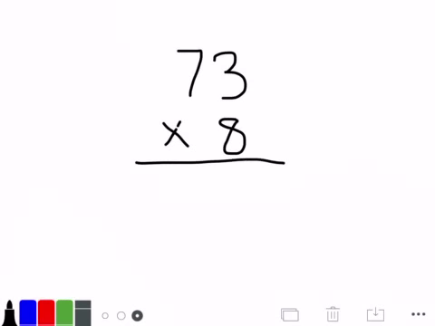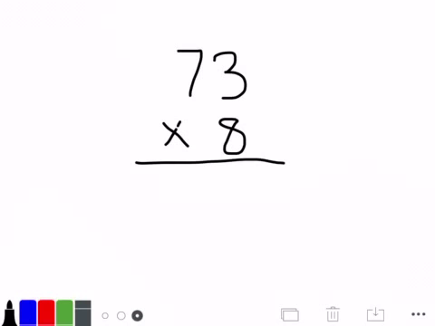Right, here's one for you. Once I get the problem up here, we'll do 73 times 8. You can pause the video, try to work this one out, and then I'll show you the answer in a second, then we'll move into some double digit times double digit.